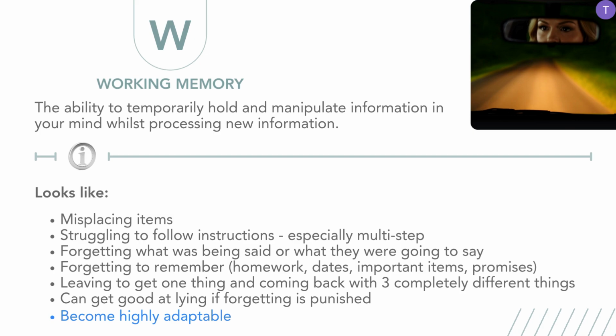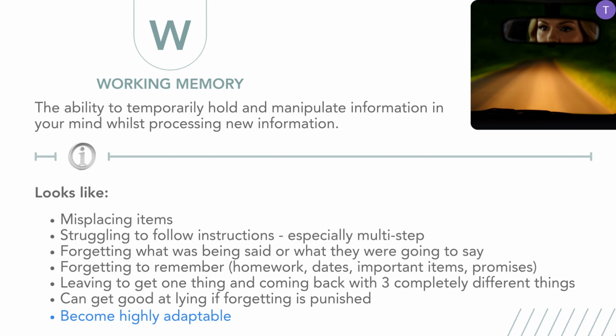So this affects the ability to do homework, to remember dates, to remember important items, to remember promises. And this is often something that gets kids with working memory difficulties into a fair amount of trouble, because it's not that they can't remember. If you then sit that child down and go, right, now think back to what I said to you, what was it that you needed to get? They're probably going to be able to remember the list of items that they needed to get. But their working memory has let them down. So in the moment when the information was being processed, their working memory has failed them. And so they've forgotten to remember, as opposed to straight out forgetting.